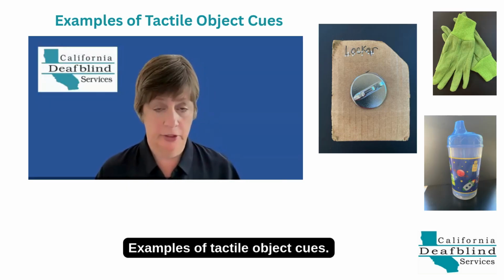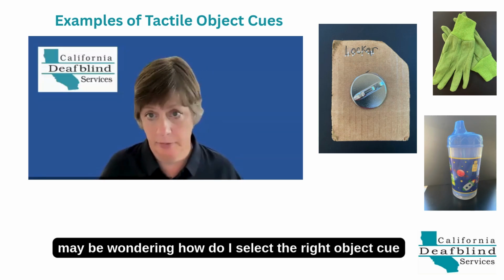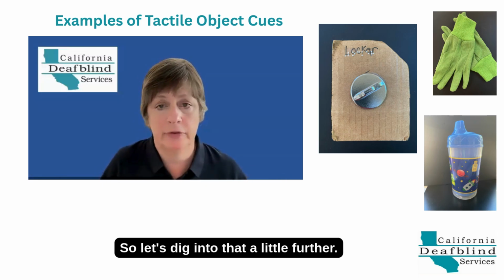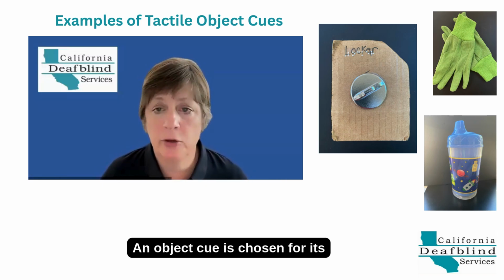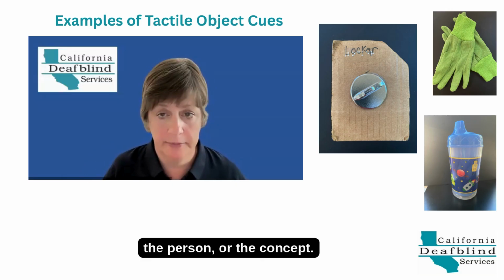Examples of tactile object cues. Now, you may be wondering, how do I select the right object cue, or where can I purchase them? So let's dig into that a little further. An object cue is chosen for its connection to the activity, the place, the person, or the concept.